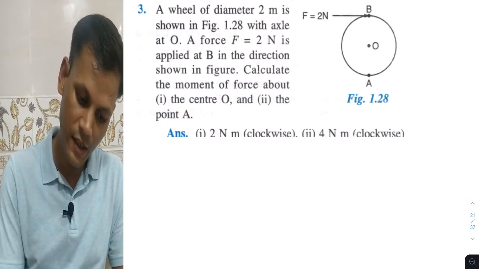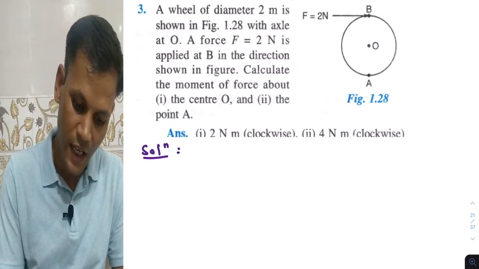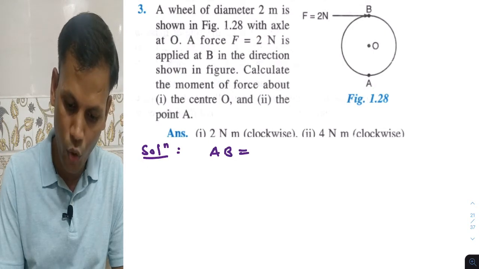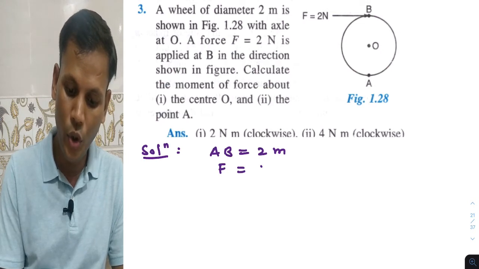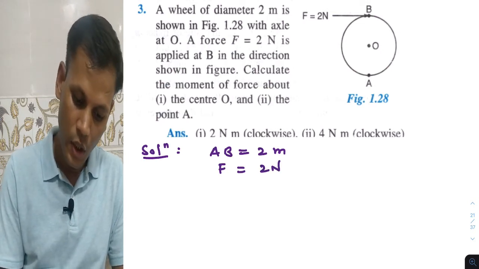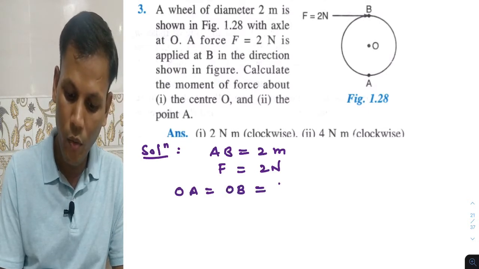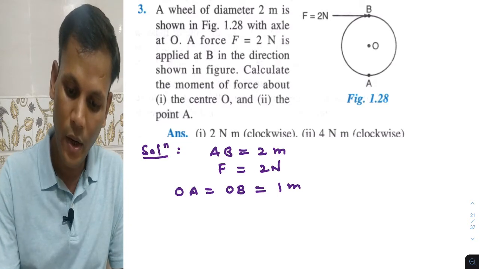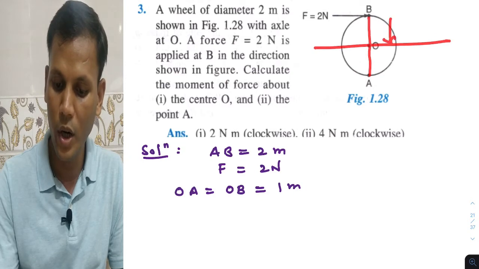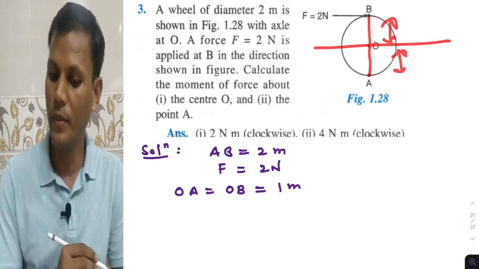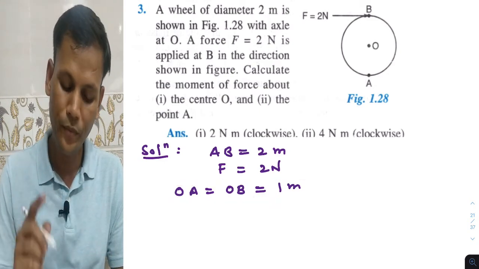Diameter means AB. AB is 2 meter. F is 2 Newton. I will write OA is equal to OB, that will be 1 meter each. Why? Because the diameter is 2 meter. So OA will be 1 meter and OB also will be 1 meter. That I have written: OA is equal to OB is equal to 1 meter.